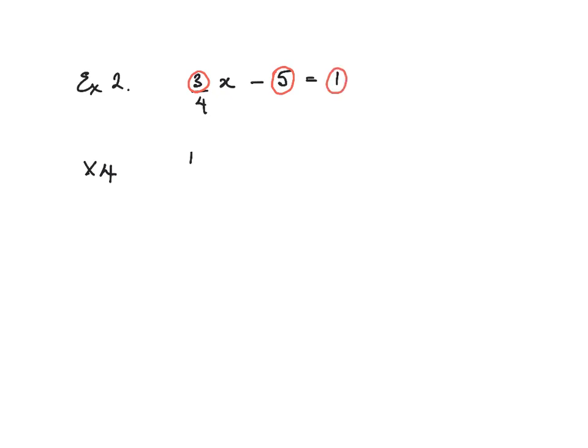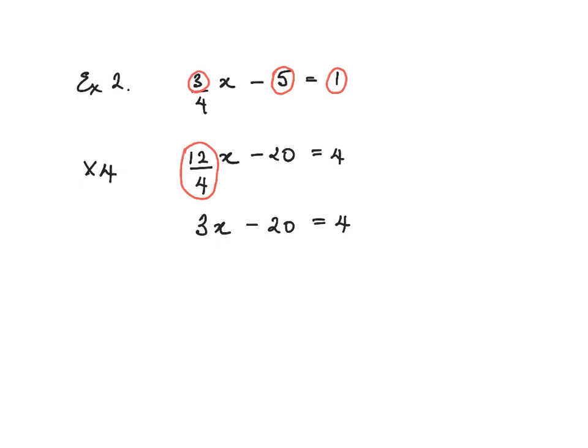4 times 3 then is 12. Notice again at the bottom, the denominator does not change, it's still 4. X, 4 times 5 is 20. It's a minus 20, of course. And 4 times 1 is 4. Now, let's look at the fraction. 12 over 4, that fraction has to simplify. 12 divided by 4 is 3. So we have 3x minus 20 equals 4.